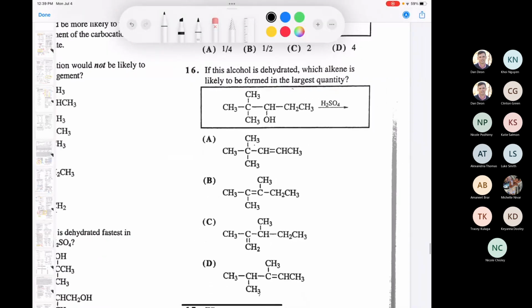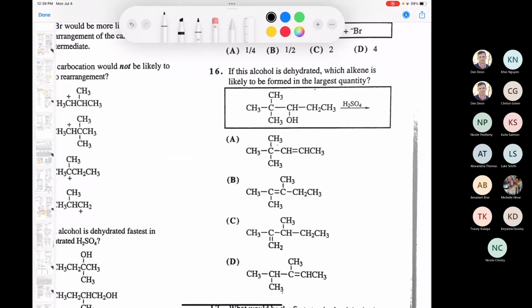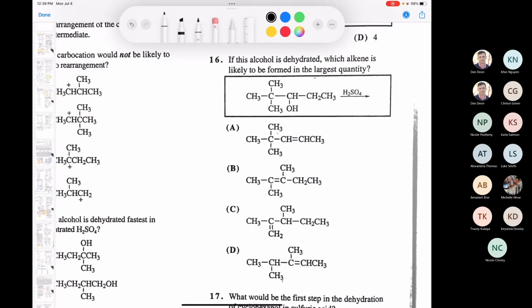Oh boy. It says here, if the alcohol is dehydrated, what's the alkene that's most likely to be formed in the largest quantity? So I'm reading question 16. You see that you have an alcohol and you're making an alkene. So that means that this is an elimination reaction. Okay. And yeah, it's an elimination. It's dehydration with a strong acid. So let's see if we can draw a mechanism of what's going to happen here.